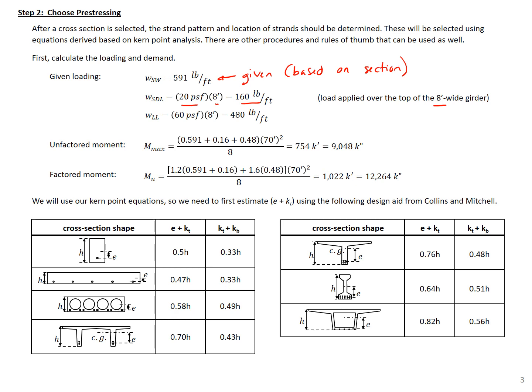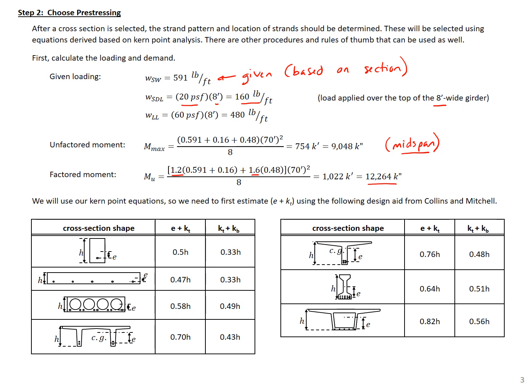We can then find our maximum unfactored moment. Again, this is at midspan. So our unfactored moment, or our service moment, is just adding up these distributed loads, so wL squared over 8 to get our midspan moment. And then for our factored moment, we're going to include a load factor of 1.2 for our dead load and 1.6 for our live load, and we'll get a factored moment then of 12,264 kip-inches.